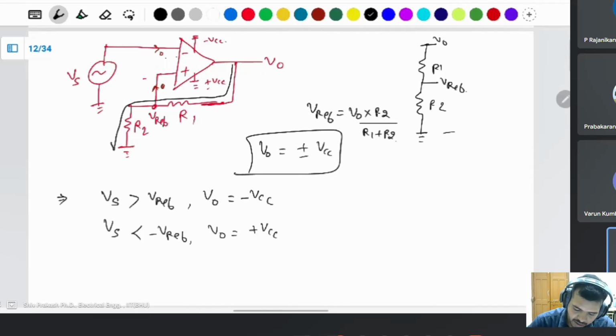It means the same voltage is negative, more negative than the negative of V reference, so this will be high. That time this will be a high voltage to this terminal, then positive VCC is coming to the output.